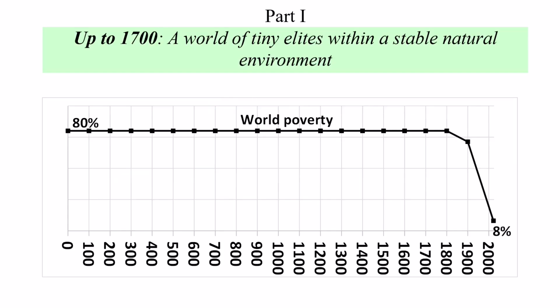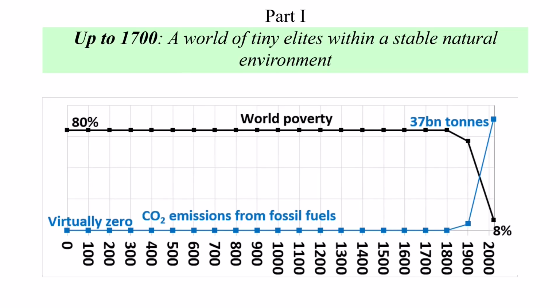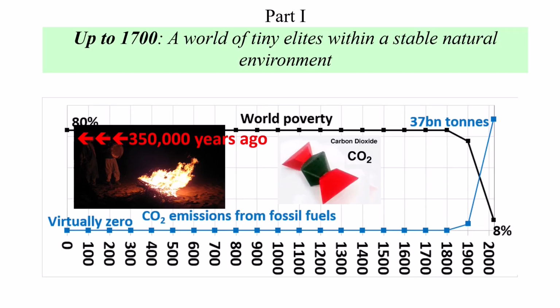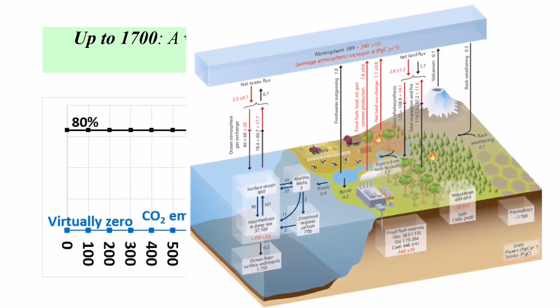One is carbon dioxide emissions from the burning of fossil fuels. Ever since we invented fire around 350,000 years ago, humans have emitted carbon dioxide into the atmosphere. But for most of human history, we were not burning fossil fuels like coal or oil. We were burning mostly wood. This means we maintained a more or less stable carbon cycle.